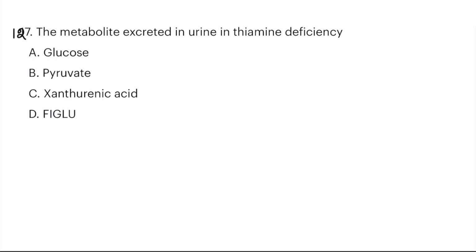The metabolite excreted in urine in thiamine deficiency. What is thiamine? Vitamin B1. Vitamin B1 is seen in the aleurone layer of rice. That is the outer layer. Aleurone layer of rice and other grains also.